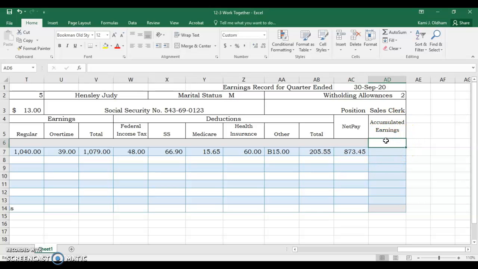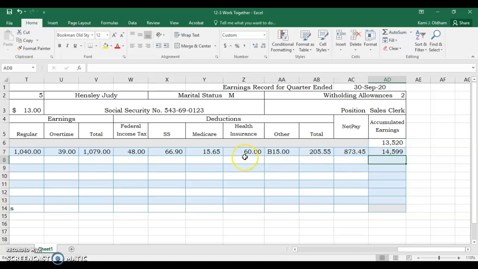Now clear over here on the right hand side, you have your accumulated earnings, and right up above that is basically a number that would have come from the previous quarter. And according to your book, accumulated earnings at the end of the second quarter, so we're starting the third quarter, is 13,520. And so we're going to add our accumulated earnings of 13,520 and our total earnings. Now you're doing gross earnings, so you're going to add this 1,079, and we're going to end up with 14,599.